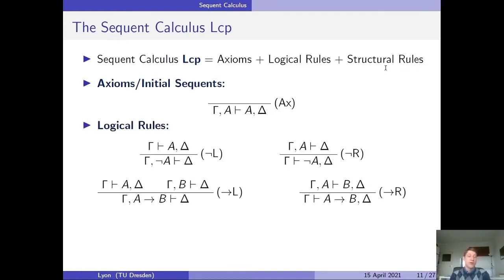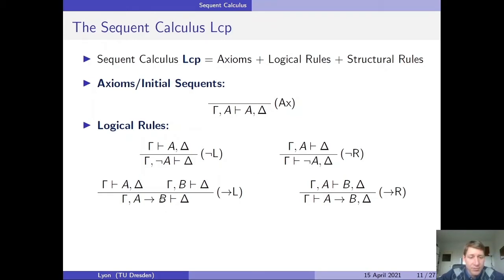So let's first look at our logical rules. Logical rules typically come in pairs of left and right rules, which introduce more logically complex formulae on either the left or the right-hand side of the sequent. If we look at the negation left rule, for example, it says that if I derive a sequent where I have an A on the right, then I can put the not A on the left. The negation right rule says that if I have an A in the antecedent, then I can put the not A on the right of the sequent.